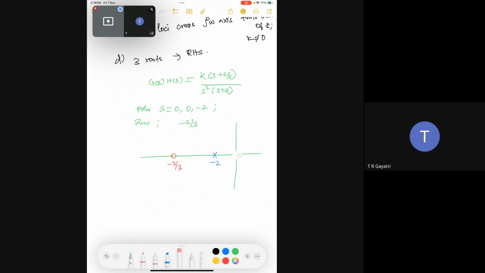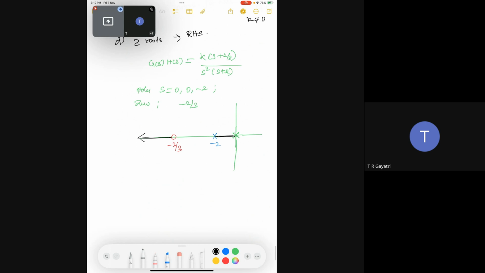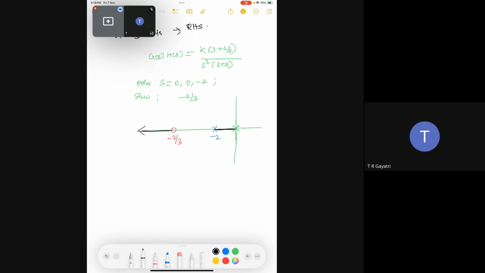I will use the same color here, otherwise it will be confusing. Two poles are at the same location. Out of this, if I want to find the root locus, this will be in my root locus and this is in my root locus. These are the two root locus directions. After that, I will find the asymptotes.